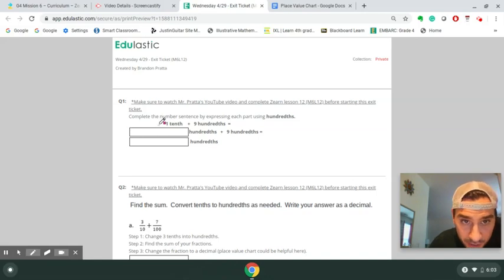Our first addition sentence is 1/10 plus 9 hundredths. I can't add these together because they're different units. Just like I couldn't add my girls and students, I have to change one. So we're going to change tenths into hundredths. So these are the exact same. I'm dropping this first line down here. 1/10 turns into how many hundredths?